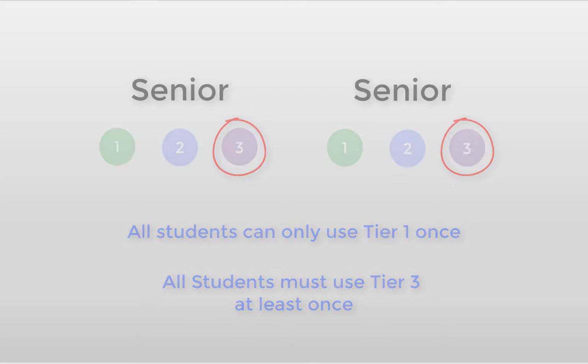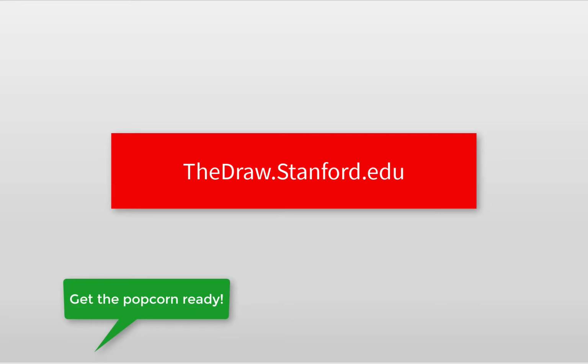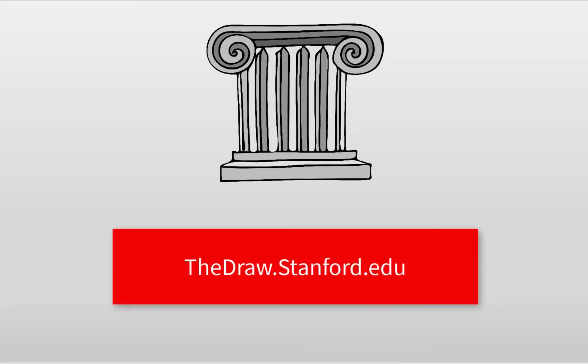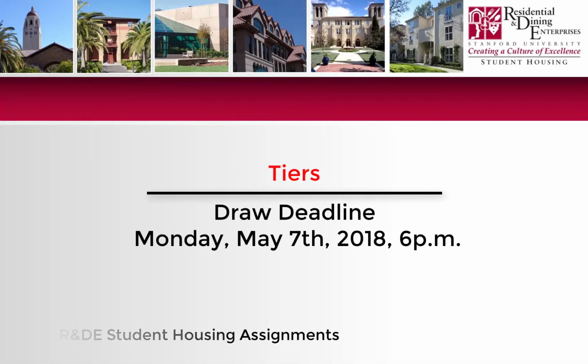If you're planning on applying with friends, I strongly suggest you check out our video on applying as a group. It has lots of information which will help you maximize your chances of being assigned with your friends. One final note, if you're a member of a housed Greek organization, your tier usage is a little different. We have a whole section on our draw website dedicated to Greek students. Check it out. And that's it when it comes to tier levels and the draw.